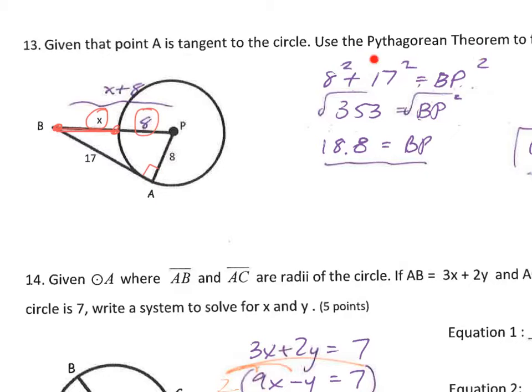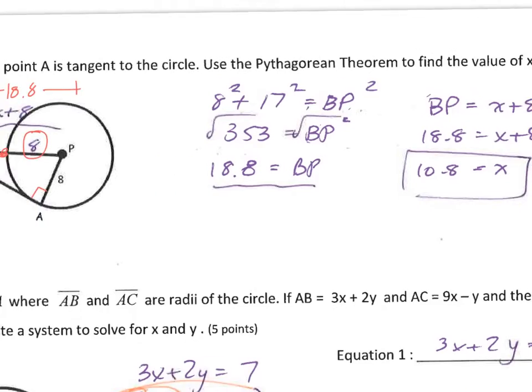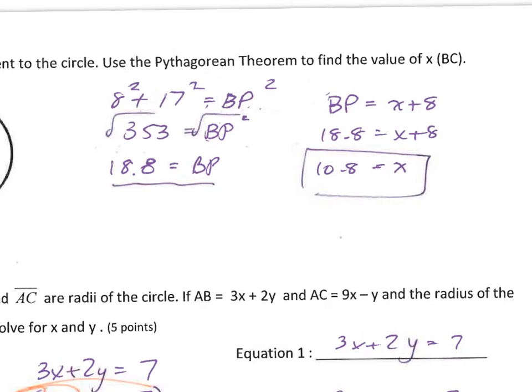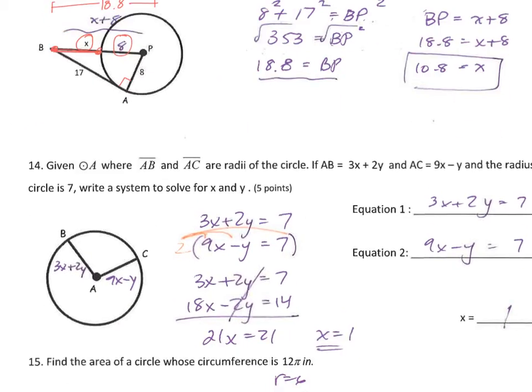So when I do that, I could find that whole side, right? What I determined is that this whole side is 18.8. I know I'm writing this really far away, but that's how long BP is. So if I know that BP is 18.8, and I know that the radius is 8, it's simply 18.8 minus 8, so the length of x would be 10.8. It's a little bit of a tricky one, but if you just find that side and then subtract 8, it's really not too bad.